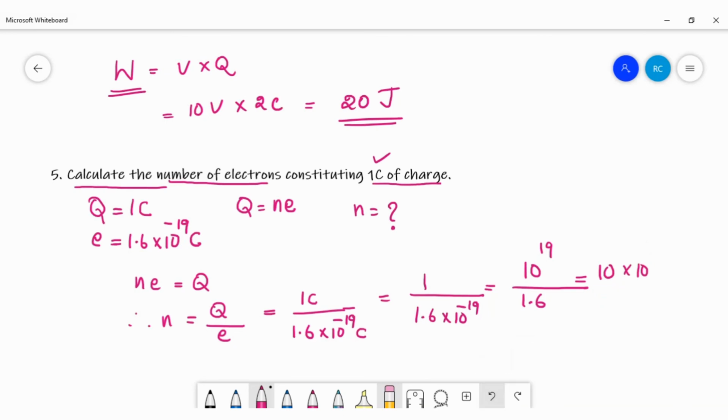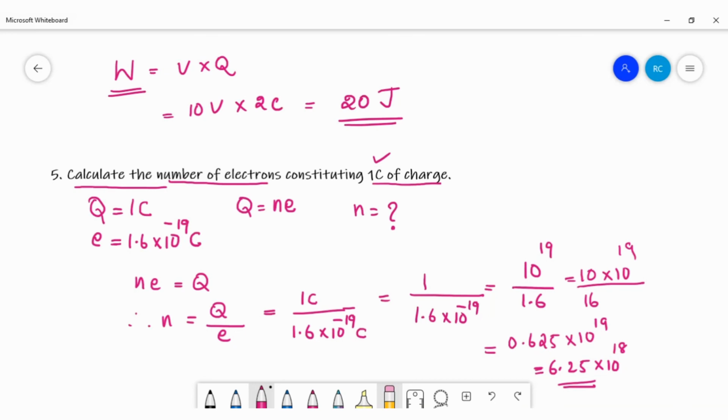Or another way you can take, like you can multiply both the sides by 10, so that the decimal point in the 1.6 can be removed. So if I am multiplying 10 here, 10 into 10 to the power of 19 divided by 1.6 into 10, which means it is 16. So 10 by 16 into 10 to the power of 19. When you solve this one, you will get 0.625 into 10 to the power of 19. And if you take 1 10 and multiply with the 0.625, the answer becomes 6.25 into 10 to the power of 18. So 1 coulomb of charge will contain 6.25 into 10 to the power of 18 electrons.